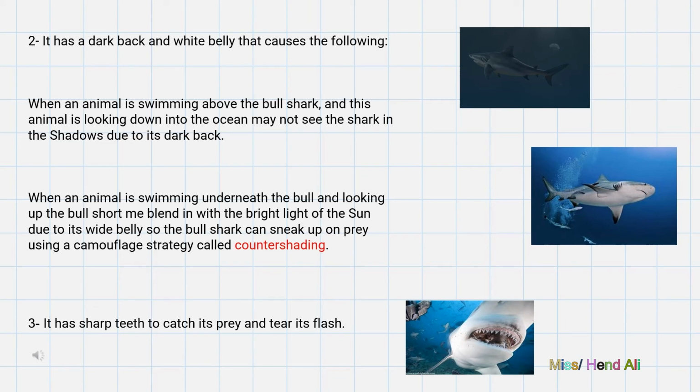So the bull shark can sneak up on its prey using a camouflage strategy called counter shading. Now repeat after me. Counter shading. The third structural adaptation is it has sharp teeth to catch its prey and tear its flesh.